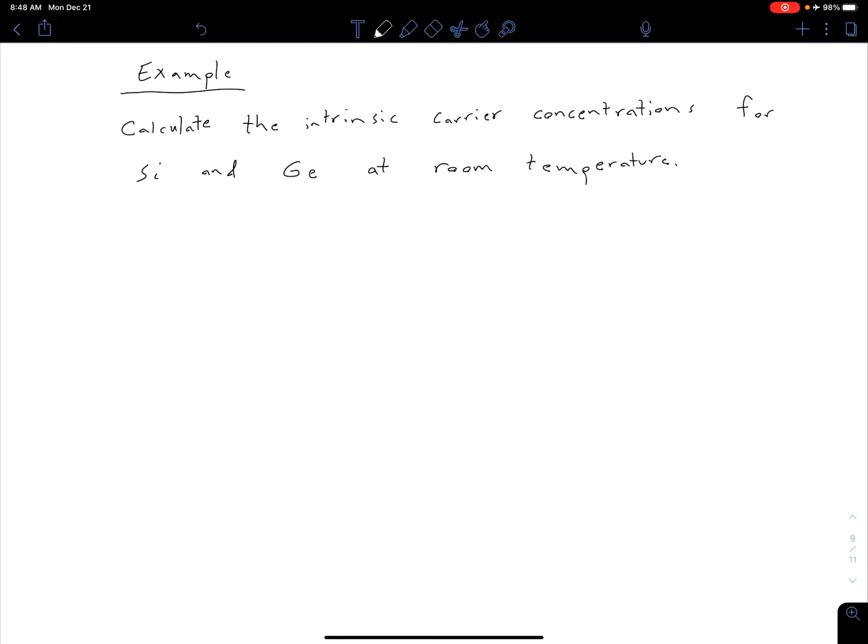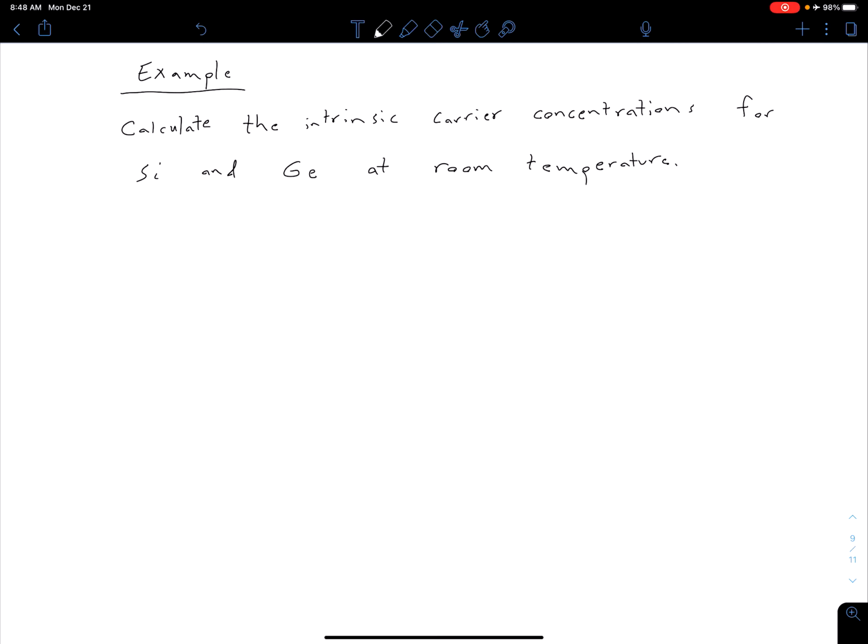In this video, we're going to take a look at an example, and we're going to use the equation and some of those values for our semiconductors that we saw at the end of our previous video. As always with the examples, I would encourage you to pause the video and try to work it out, or at least set up the problem by yourself before watching me work through it.